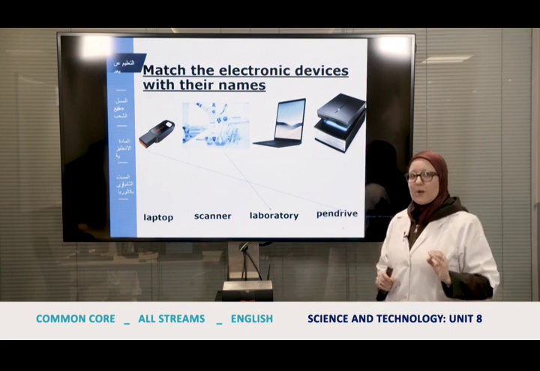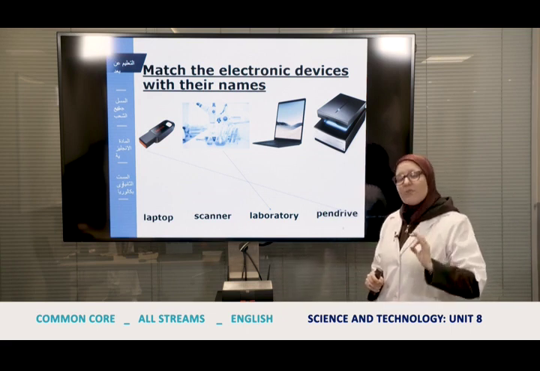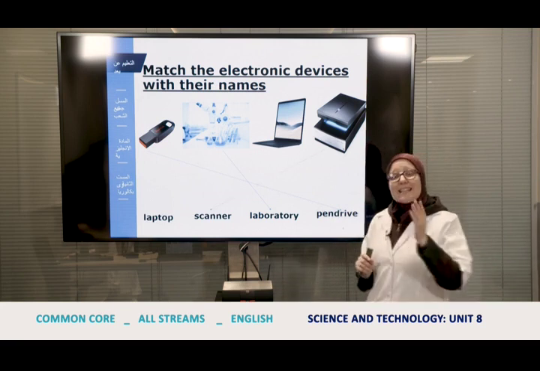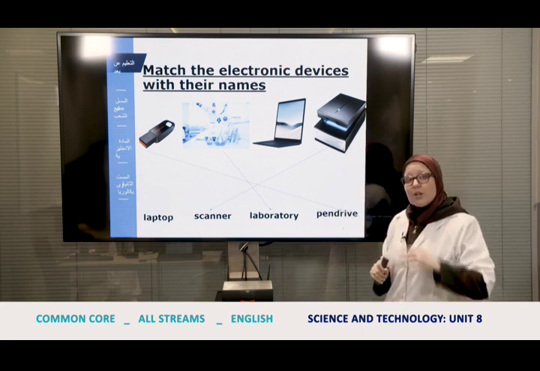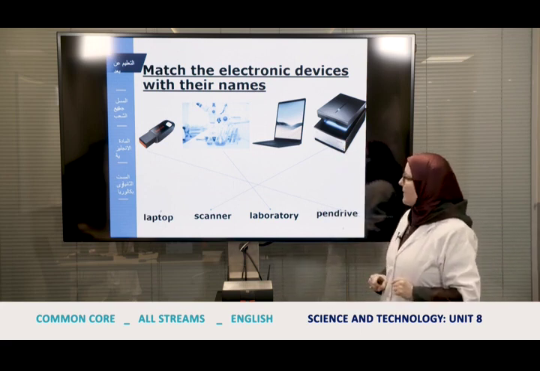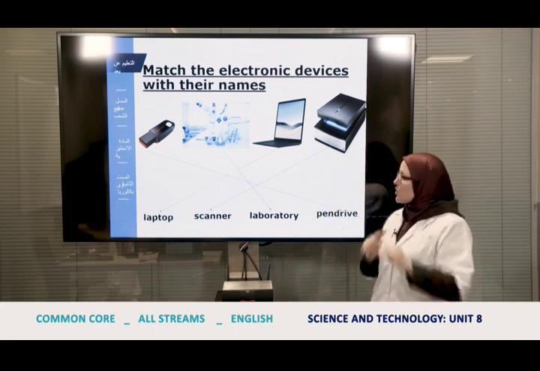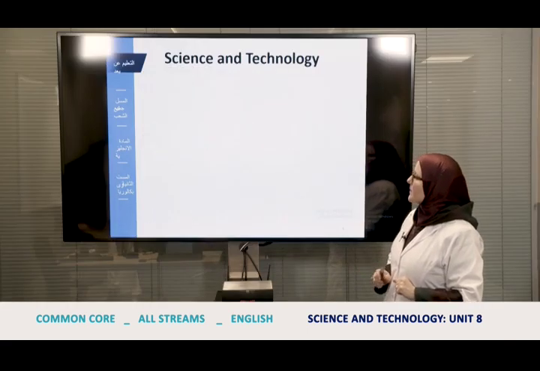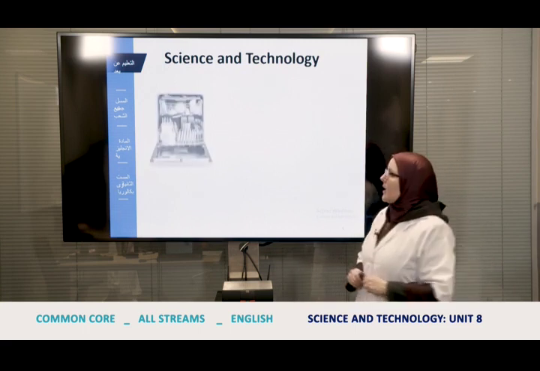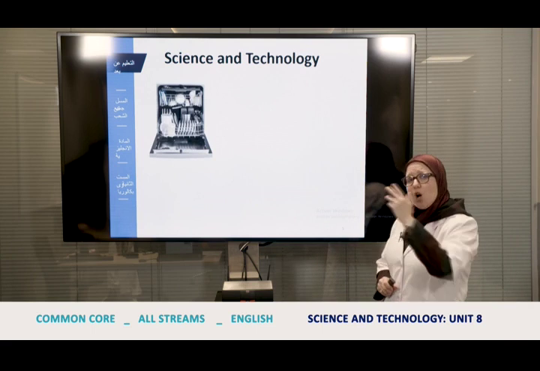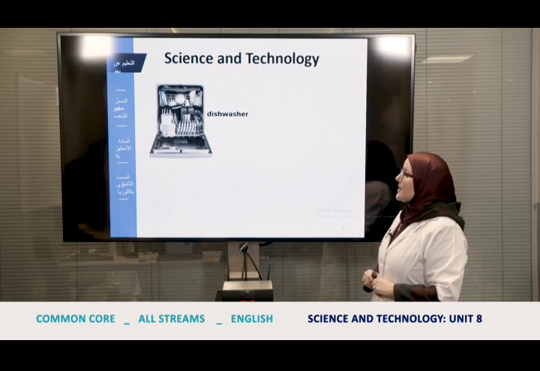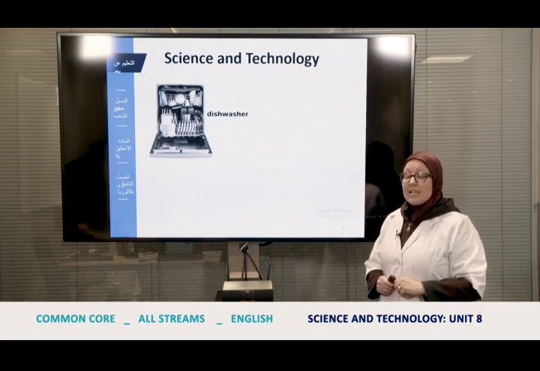This is a laboratory. It's the place where we have scientific research. The third one is scanner. So this is a scanner. Repeat, scanner. And the next one, normally they are just switch, no problem. So this one is a laptop. It's a laptop. We name other electronic devices. Do you know the name of this device? It's a dishwasher. Repeat, dishwasher.